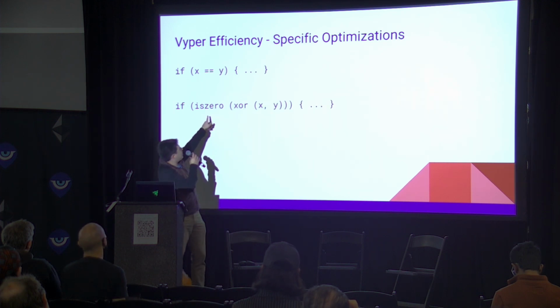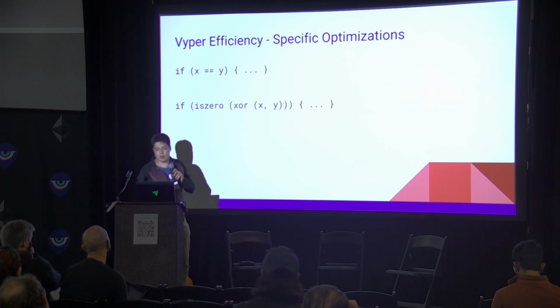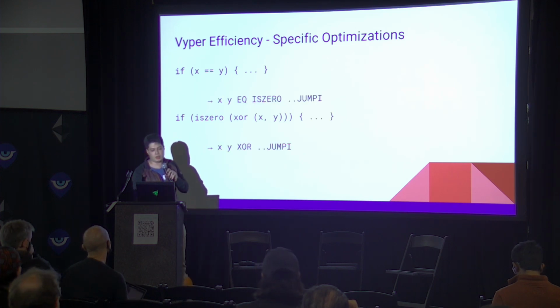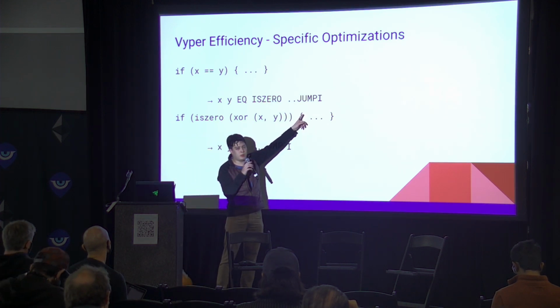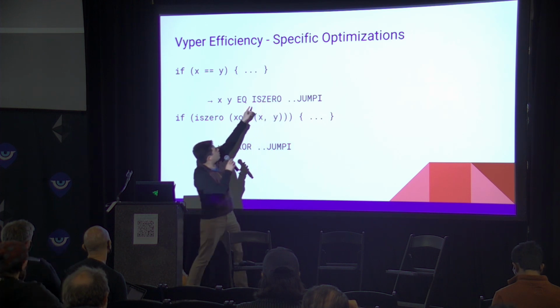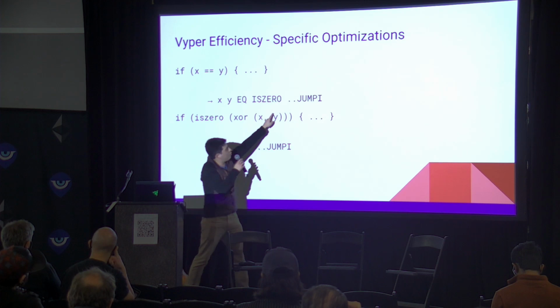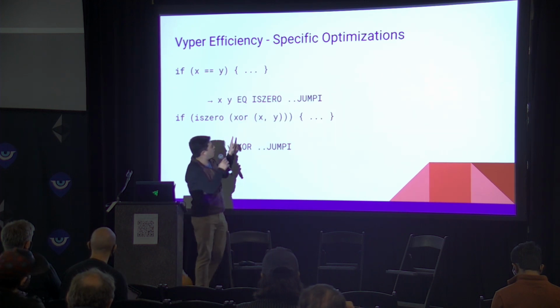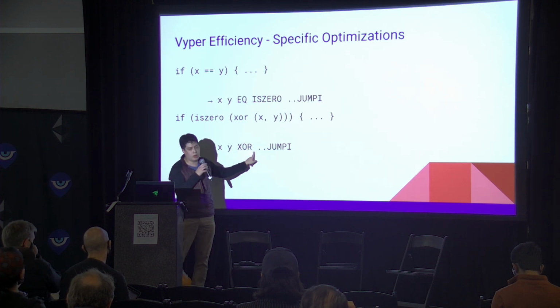So why is this faster? This looks like one instruction, and this looks like 2. But in the EVM, we only have JUMPI, which is jump if not 0. So you have to do these 2 instructions: check if x and y are equal, then flip it, and then jump to the end of the block. Whereas if you just compute x and y and then XOR them, it's the opposite, but it's faster.